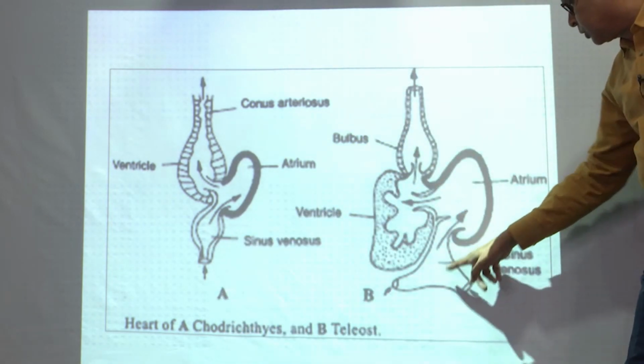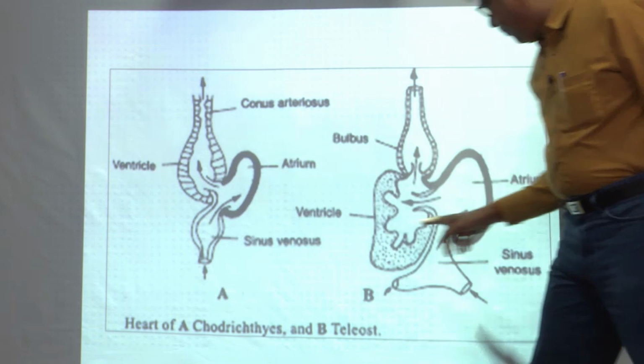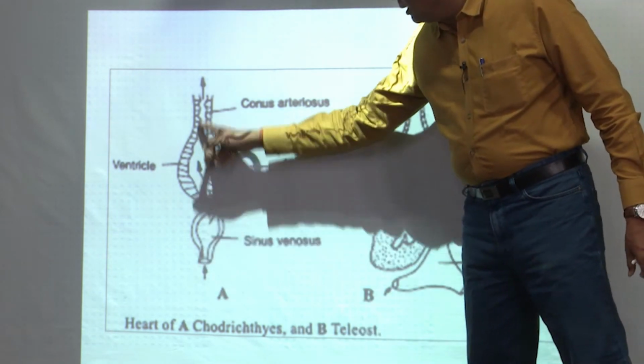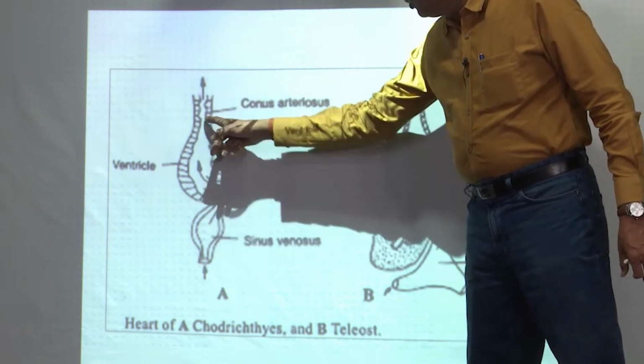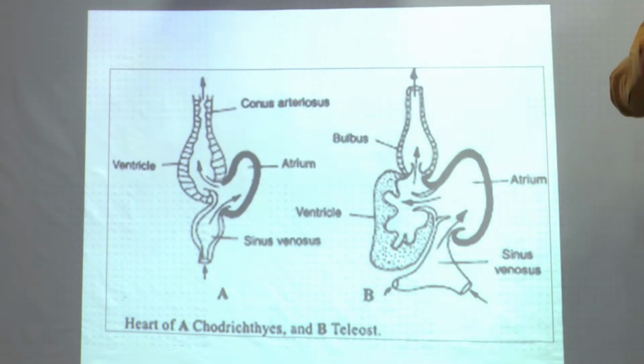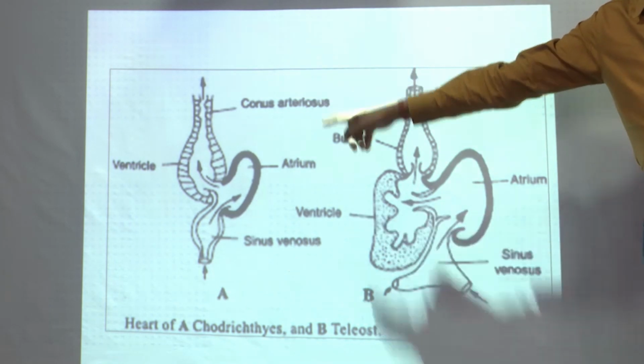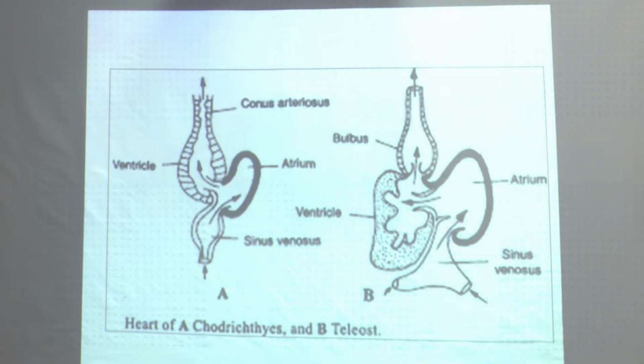You see, this is the sinus venosus, this is also the sinus venosus. From the sinus venosus the blood will be collected to the atrium, you see this is the atrium, from atrium to ventricle, and then to the conus arteriosus, which is clearly developed and clearly demarcated in the case of Scoliodon, but in this one it is converted to one bulbus. In Scoliodon, or cartilaginous species, the bulbus is not present. So I showed you the comparison between two hearts, that is Scoliodon and teleost, or for example bony fishes, okay.